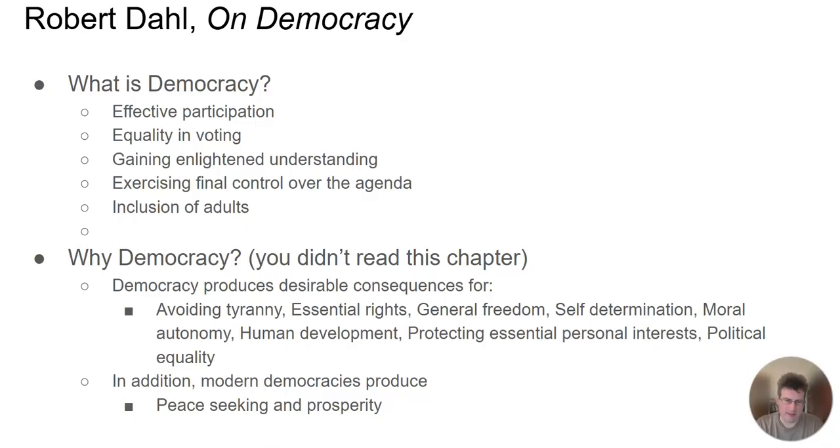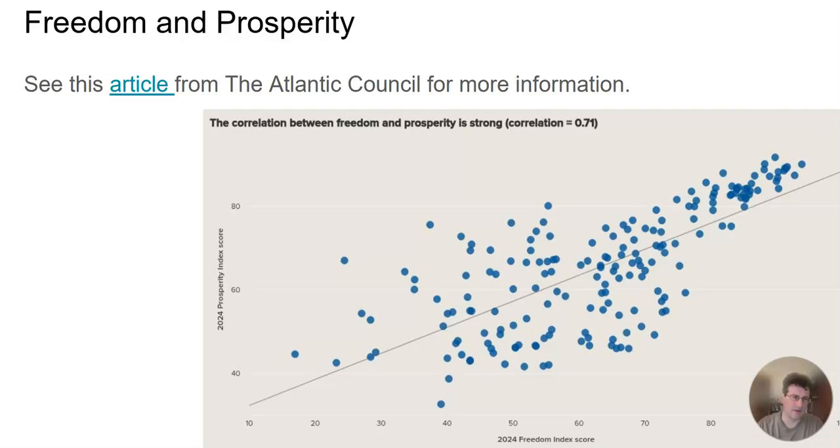Why does he think democracy is important? And this is from a chapter you didn't read. I just wanted you to have access to this. Dahl believes that democracy produces desirable consequences for all of these things, right? In a democracy, you are going to avoid tyranny. Essential rights are going to be protected. Freedom, individual self-determination, moral autonomy, all of those things are protected in a democracy. In addition, modern democracies produce peace-seeking and prosperity. And I think that that's really important for Dahl, right? He's saying we should care about whether or not we're a democracy because democracy produces these things, or it produces them better, more thoroughly than a non-democratic system, right? A tyrannical system or an authoritarian system.